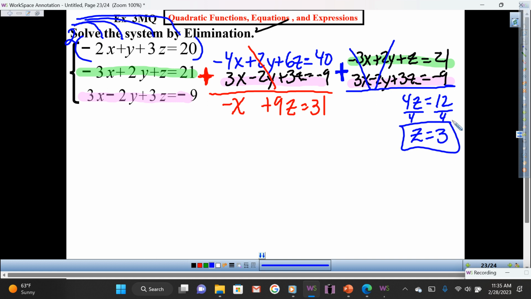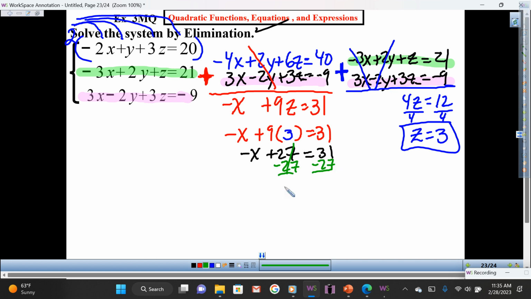Oh my. What shall I do with that z? Tell your neighbor, please. Yeah, substitute it into this one. So I'm going to write negative x plus 9(z) equals 31. Instead of z, I substitute 3. So this gives me negative x plus 27 equals 31. From there, subtract 27, subtract 27. We have negative x equals 4. And last but not least, divide by negative 1. X equals negative 4.